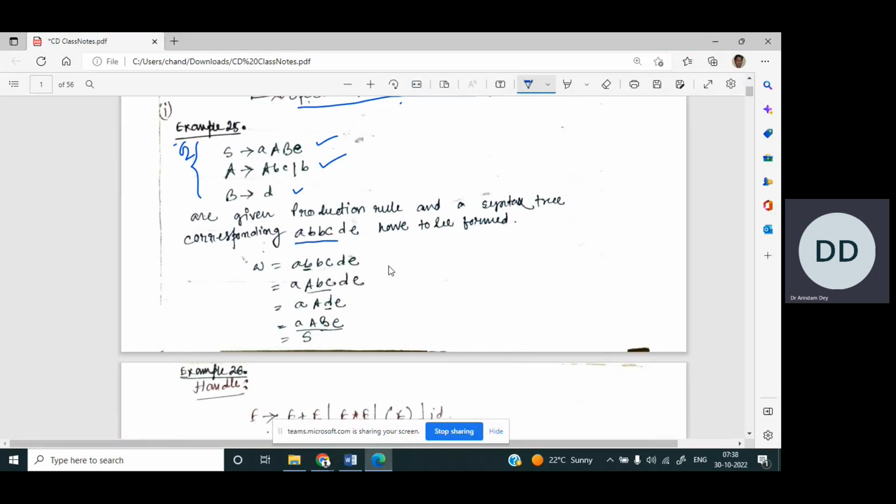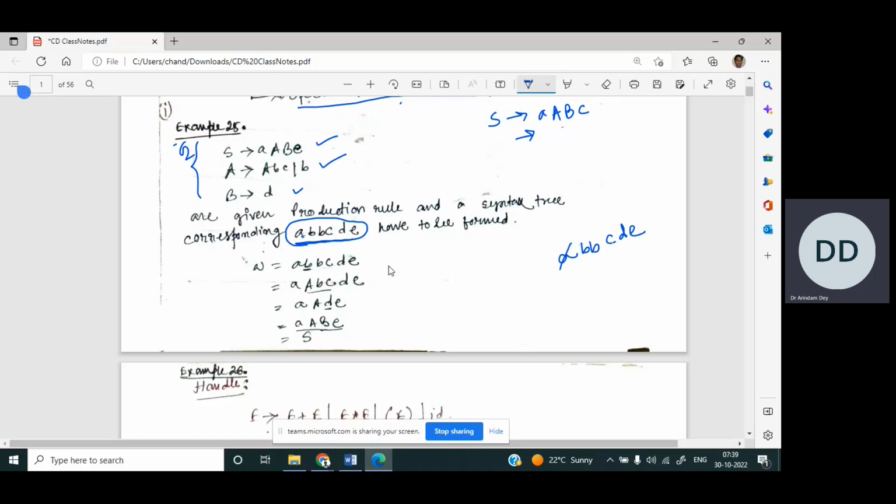And now someone has asked you to generate this string from that production. This is not very tough, because you have to expand the production, correct? First, my objective is to generate this string from this production. How can I generate it? Let me write here: S generates small a, capital A, B, C, small a, capital B and C. My intention is to generate a, b, b, c, d, and e.